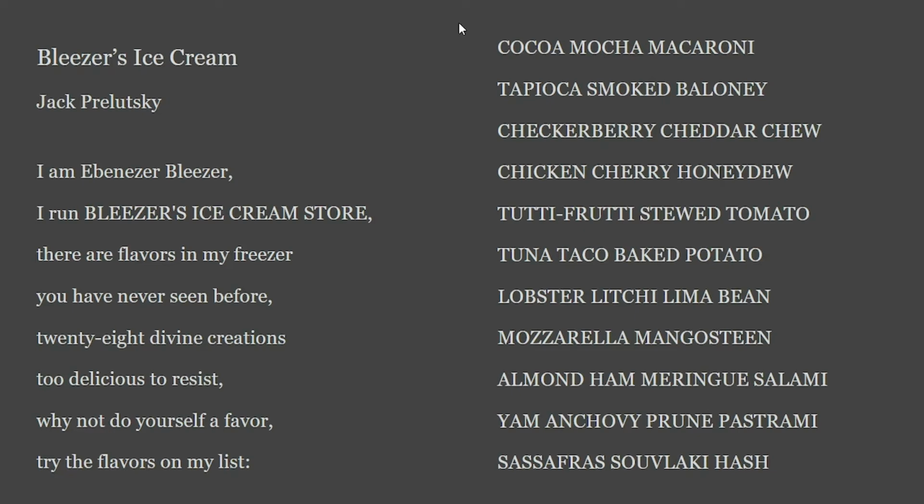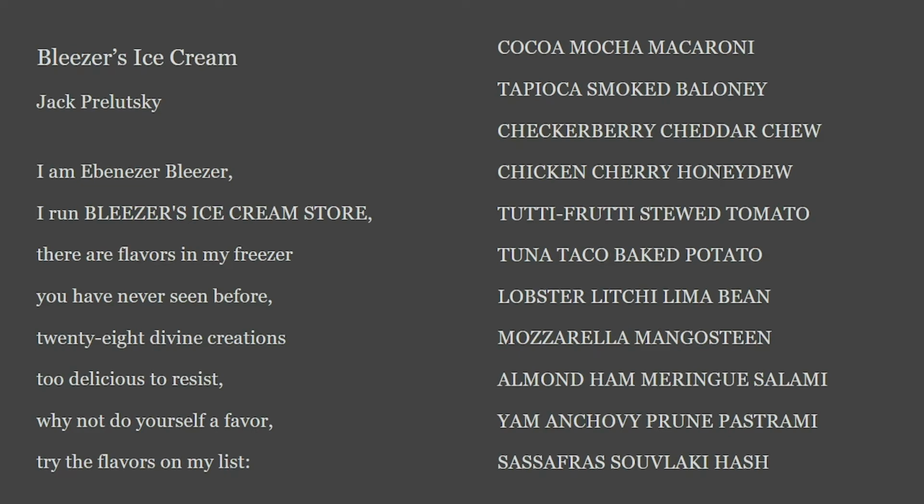For this poem, the title is Bleezer's Ice Cream. What can we tell about this poem from the title? We can learn that this piece of writing will be about something related to ice cream, and we know to look out for who Bleezer is. Another thing you should look at when analyzing a poem is the narrator's point of view. From the poem we just read, what can you tell me about the narrator? Please pause and write down what you know about the narrator.